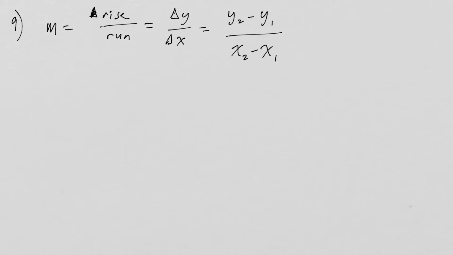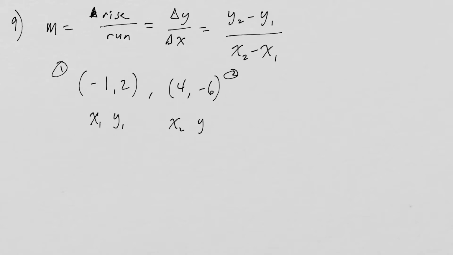So, if we have 2 points, and the points are negative 1, 2, and 4, negative 6, this is our x1, and this is our y1. If this is point 1, you can label the points anything you want. If this is point 2, then this is our x2, and this is our y2.